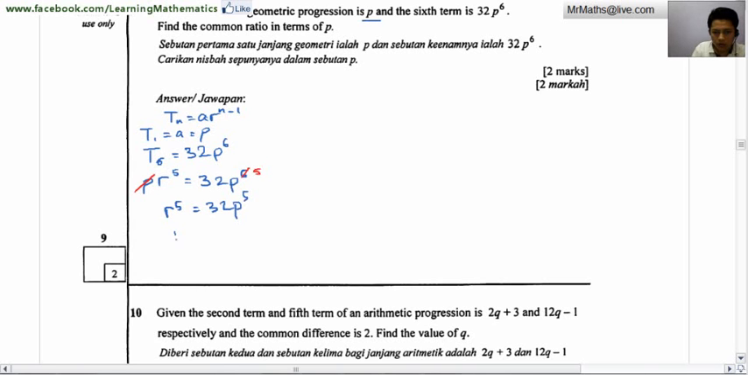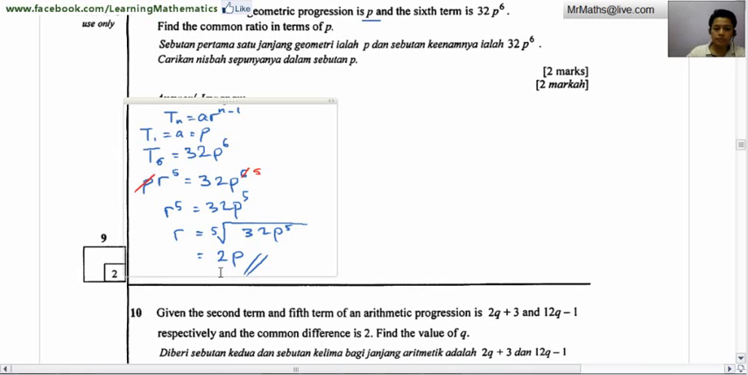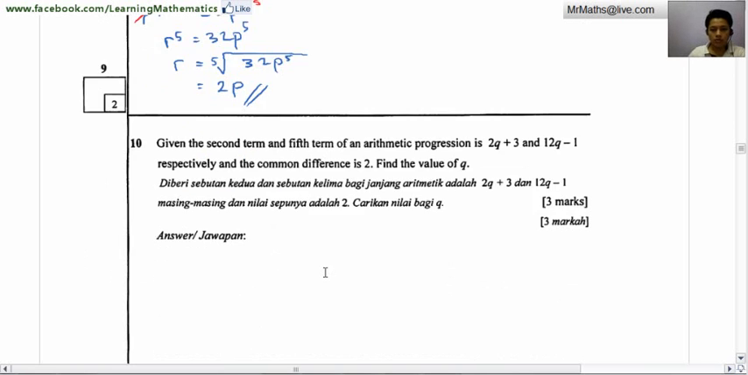So r is equal to the 5th root of 32p to the power 5. Then what is the 5th root of 32? That is 2 times 2 times 2 times 2 times 2. Yeah, that's 2 then. And then of course we have p. So that is the answer, 2p. Quite easy. Next question, number 10.